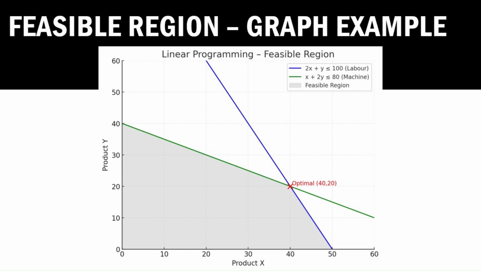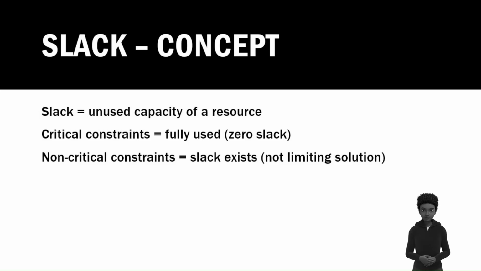The optimal solution is usually at the corner point where two constraints intersect. In this example, the optimum is at 40 units of product X and 20 units of product Y. That combination maximizes contribution.